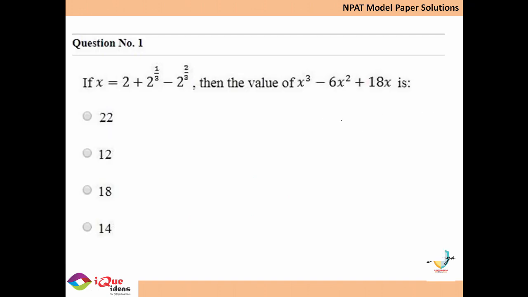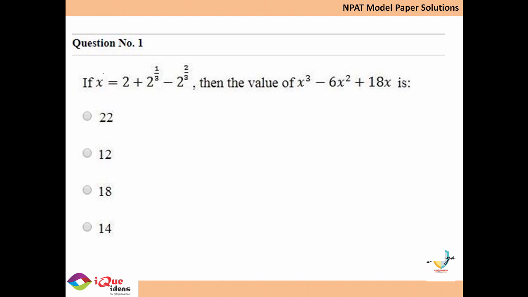So the very first question says x is equal to 2 plus 2 raised to 1 by 3 minus 2 raised to 2 by 3, and you have to find the value of x cube minus 6x square plus 18x. At first sight this seems like a very typical problem where you know the exact value of x, so you might be tempted to find out the value of cube root of 2 and the square of the cube root of 2 and just put the values. But instead of that, we can actually solve this equation.